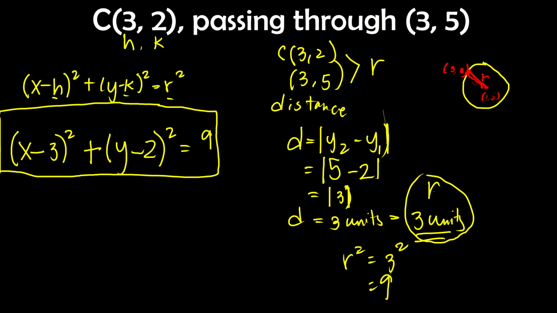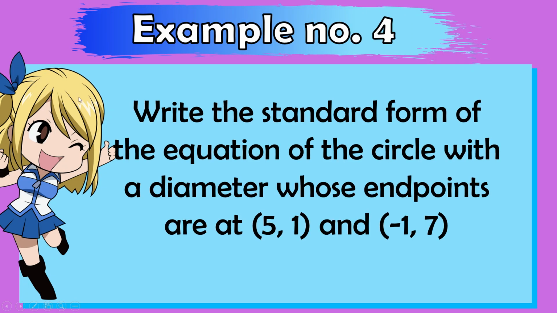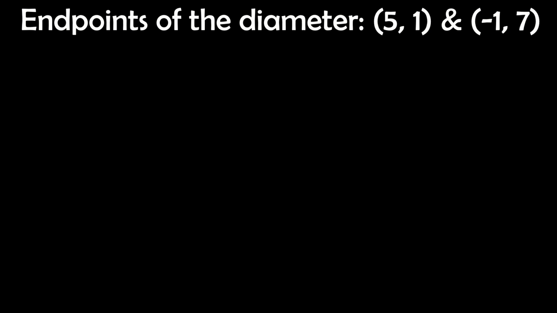Okay po. If you have questions po, post it on the discussion box so I can answer it po. Next, let's have example number 4. For example number 4, what is something different naman dito? So write the standard form of the equation of the circle with a diameter whose endpoints are at 5, 1, and negative 1, 7. So sabi po ng example na to, yung endpoints daw ng diameter ng circle is located at 5 and 1 and negative 1, 7.